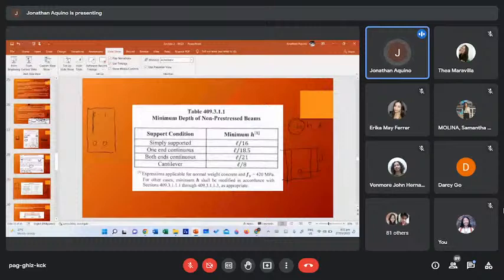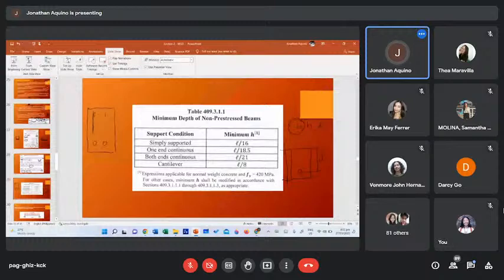Okay. So ito yung D. So H is just simply D plus, so D is the centroid of your reinforcing bars, plus 1/2 diameter of bar, plus diameter of stirrups, plus concrete cover. So once you solve for H, meron tayong prescribed minimum depth of non-prestressed beams.